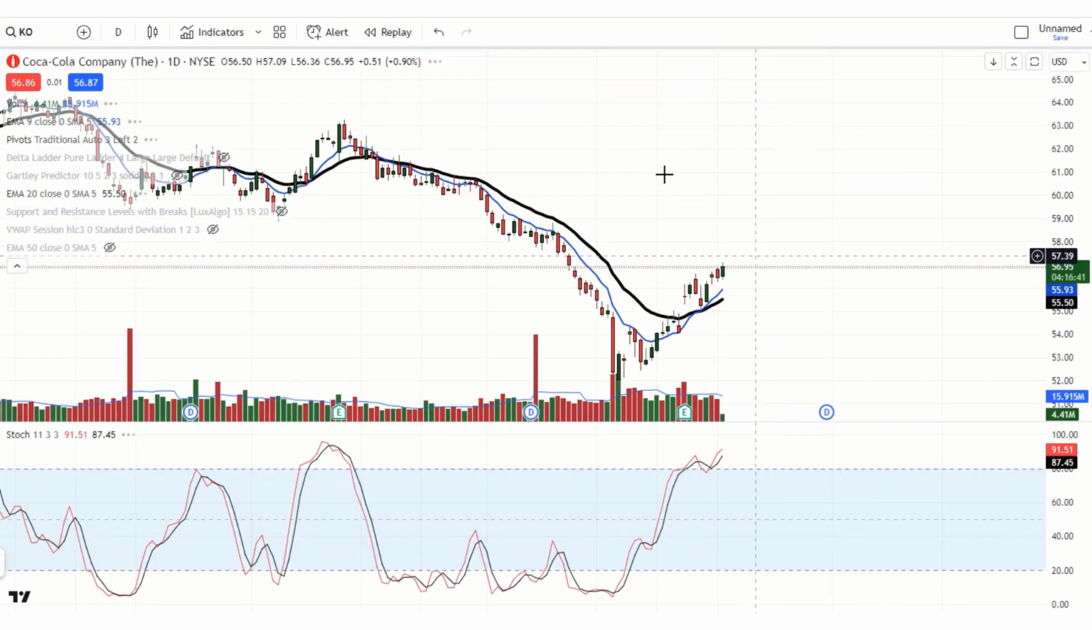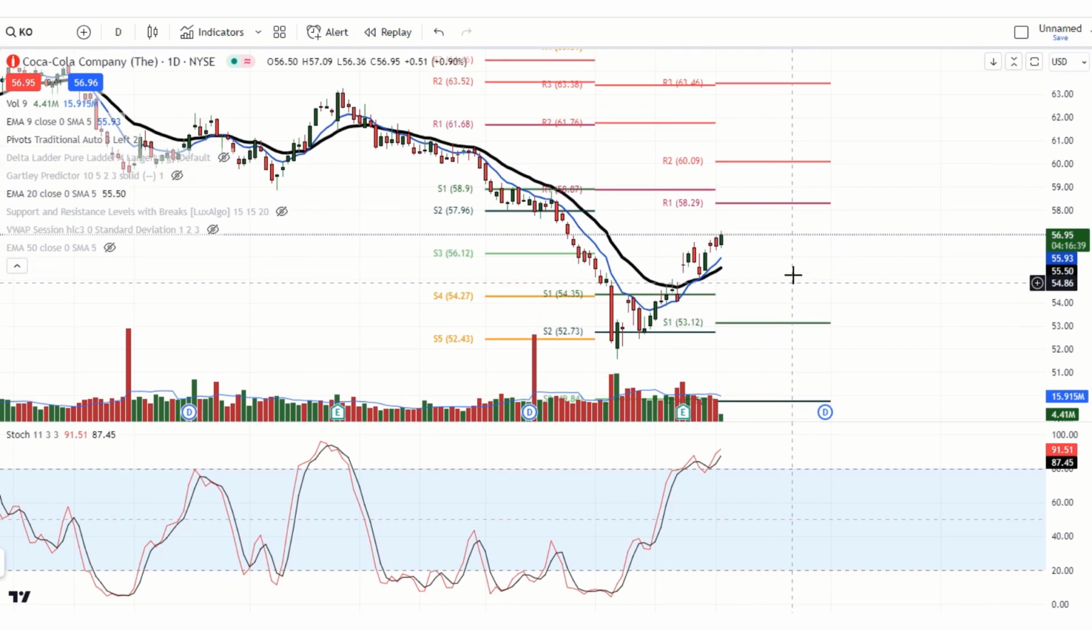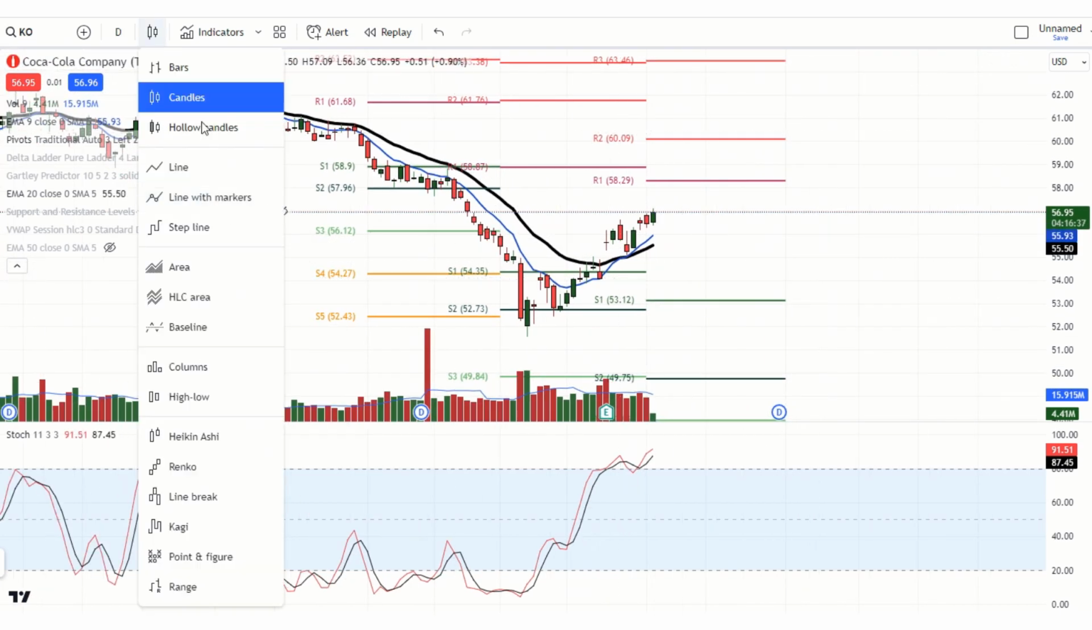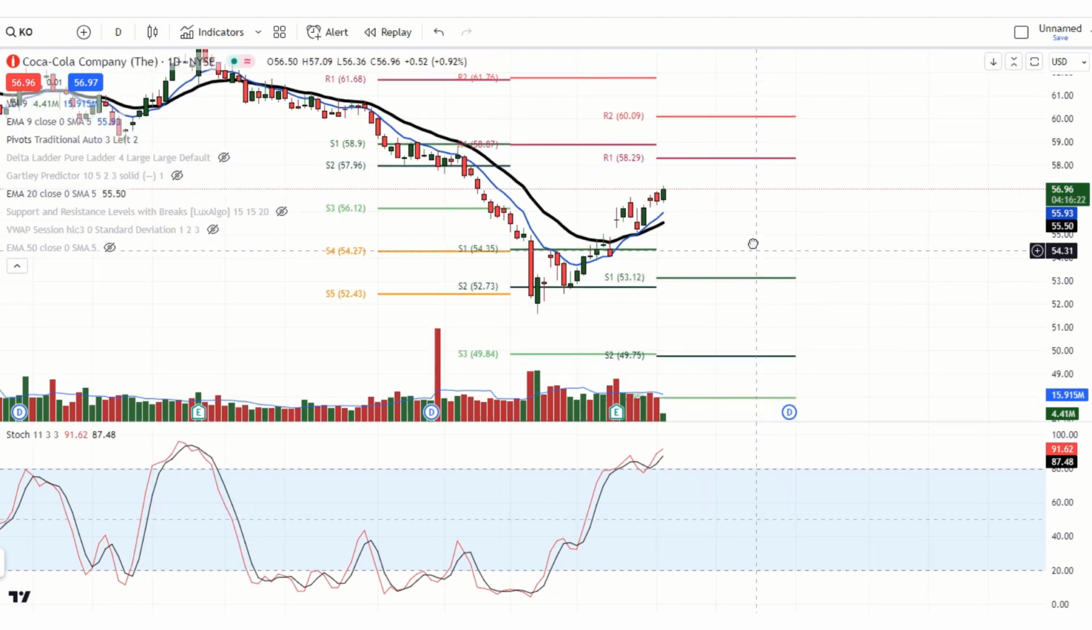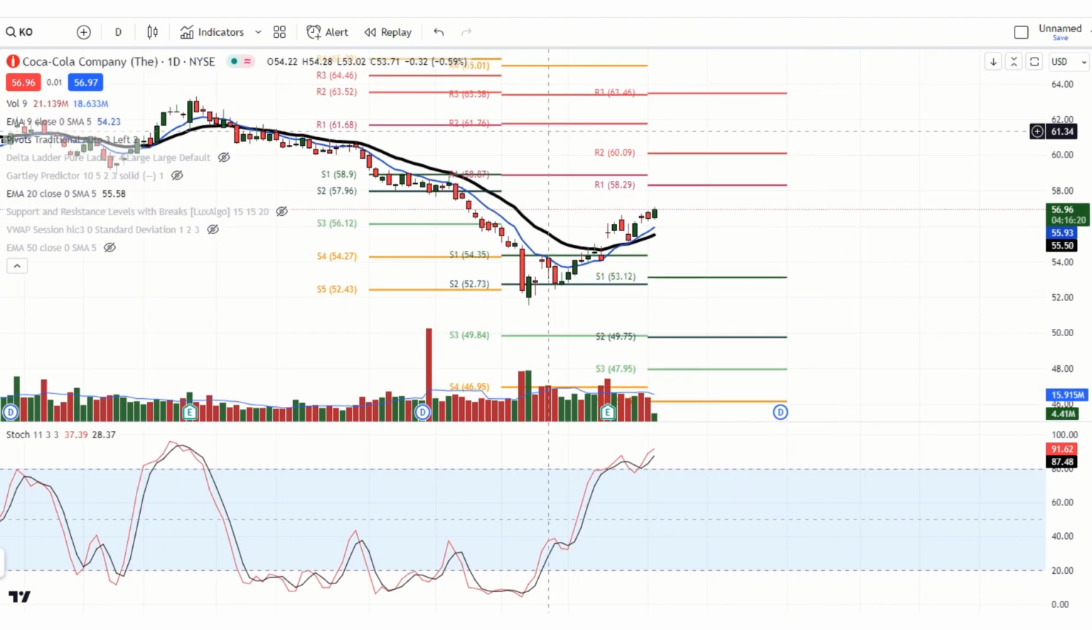Let's go over to Coca-Cola. KO is the symbol on Coca-Cola. And what happened here? We had the retest W right here, right there at the support level. And where's that support level? At 52.89. Let's go back to the candlesticks really fast. And what do we have here?